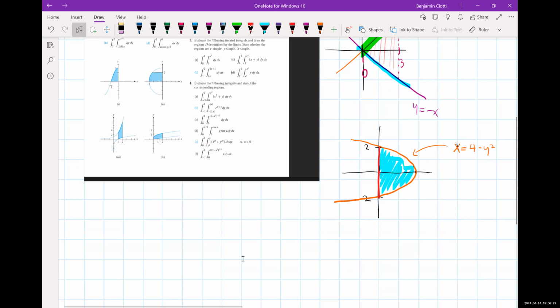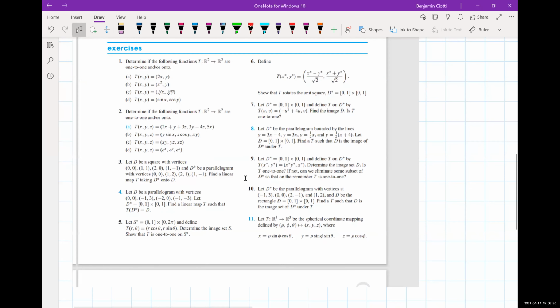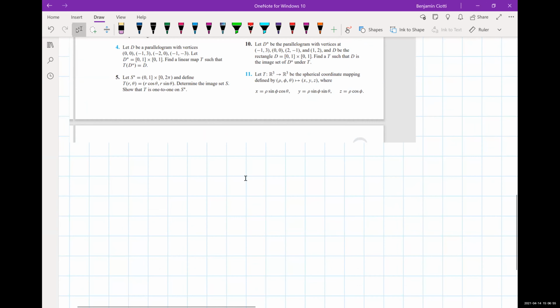My question is 6.1, number 5. Yeah, this one is related to an example I did in class. I was talking about this transformation, the standard polar coordinates transformation. Yeah, I think I understood that part. I was basically saying that S star and S look the same. They're both like the unit disk without the origin.